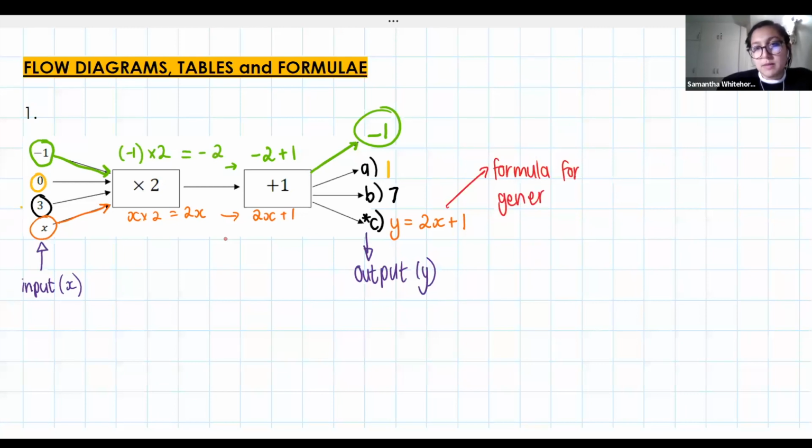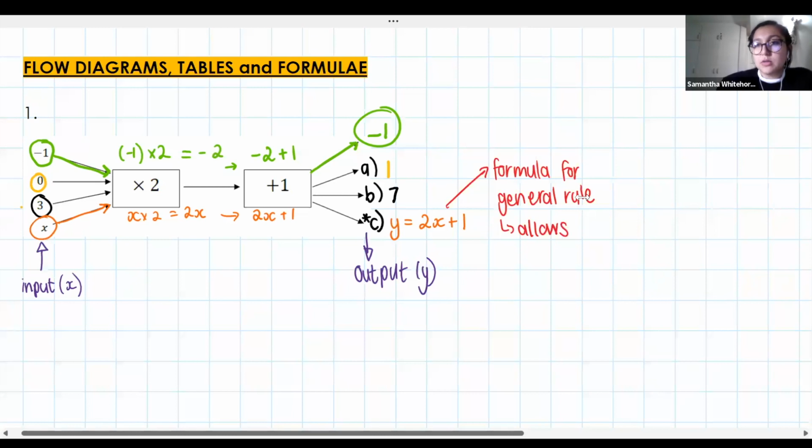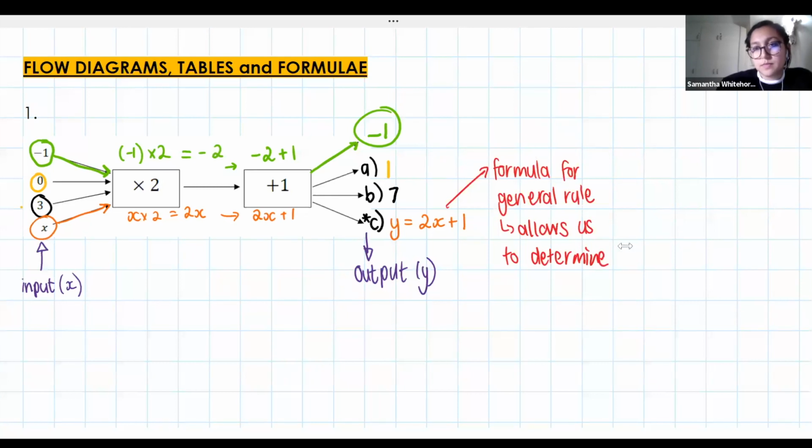Now, what we need to remember is that a general rule allows us to work out any input or output according to whatever pattern we're working with. So I'm going to do some examples to do this. But basically, once you have a rule, you can find any input, any output. I have to give you some information, but you can use the formula to work out an input or an output value.